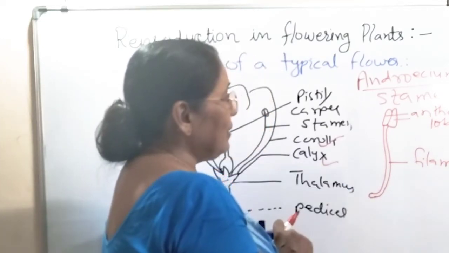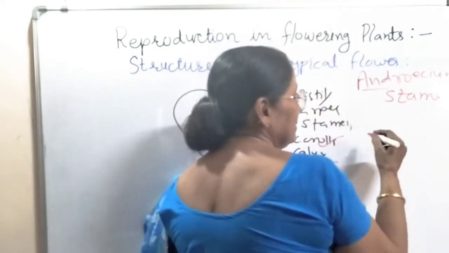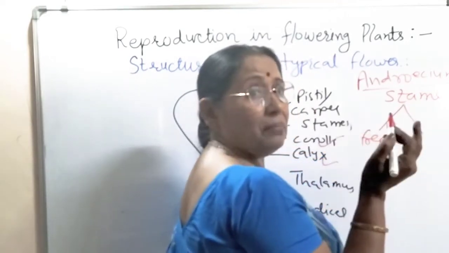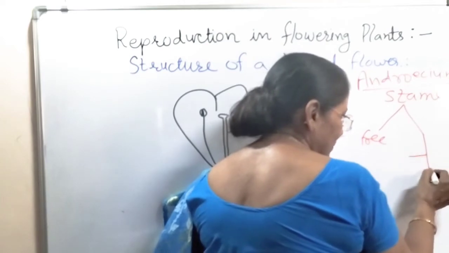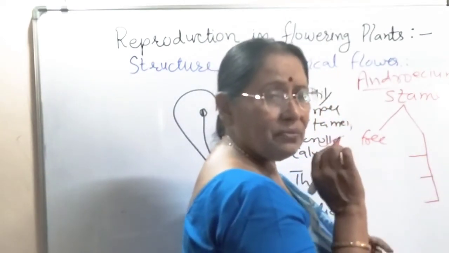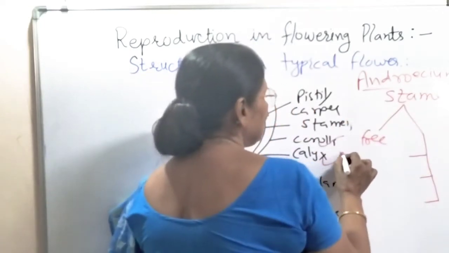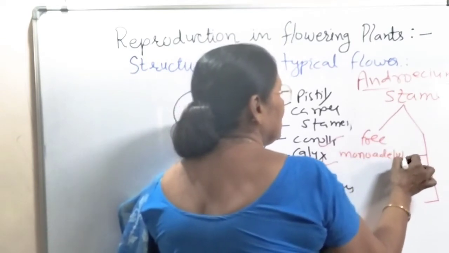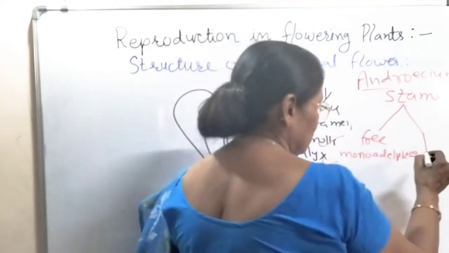Now let us see about the number of stamens. Stamens can be many. These stamens all may remain free or they may form bundles. If they form bundles, then there may be these three different conditions. One, they all together form a single bundle. Then it is called monoadelphous. बताओ किसमें था? This was in case of China rose.